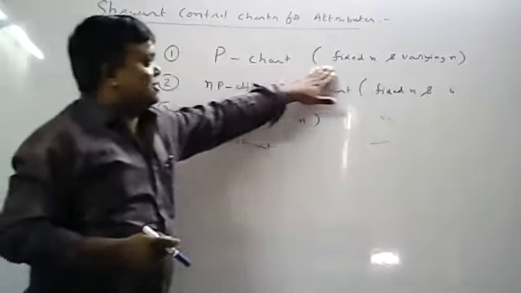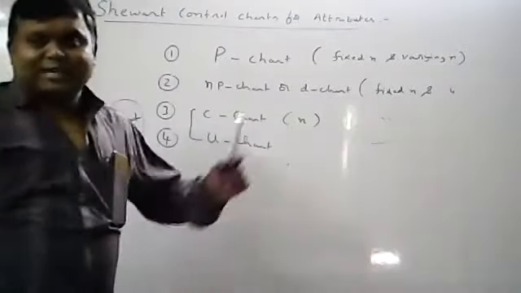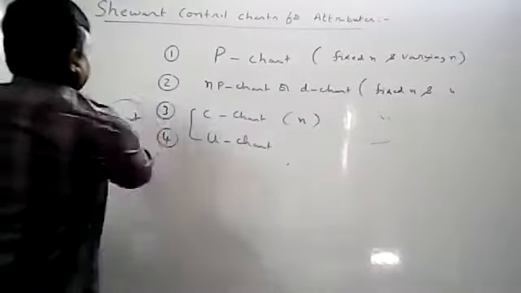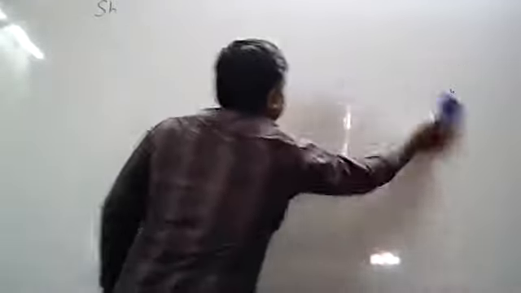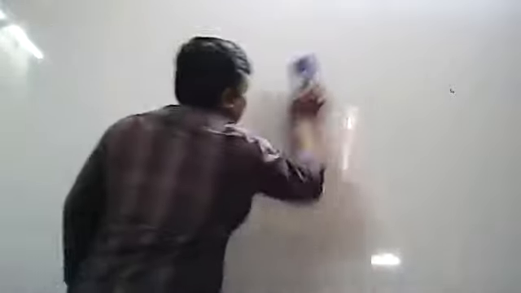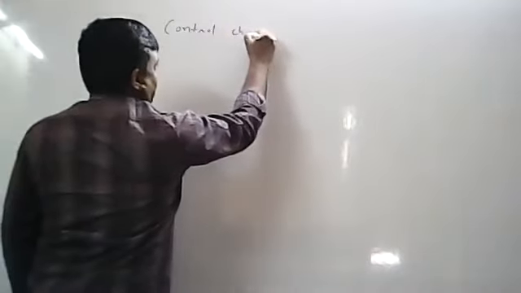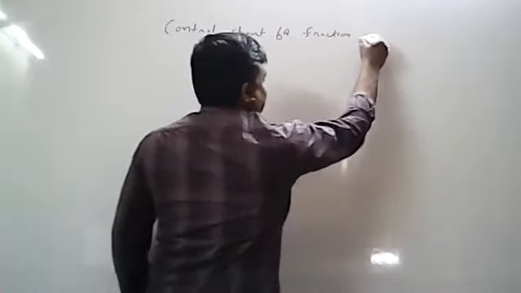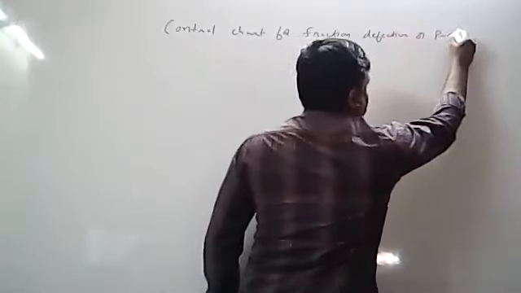So the first chart I will discuss. What is the first one? P chart for fixed N, or control chart for fraction defective. First we will discuss control chart for fraction defective, or it is also known as P chart.